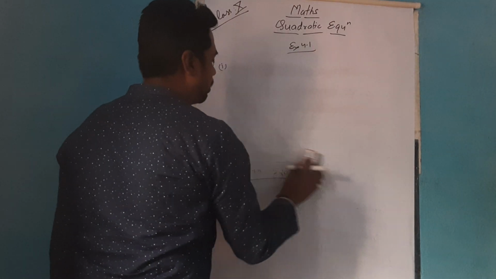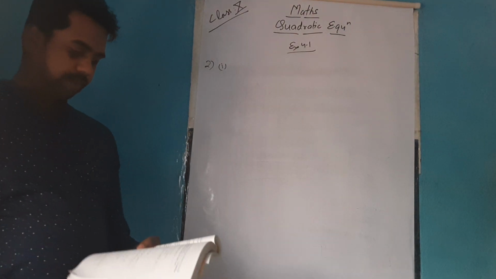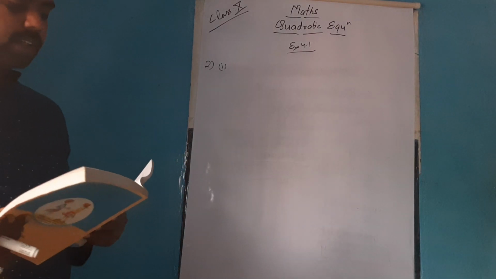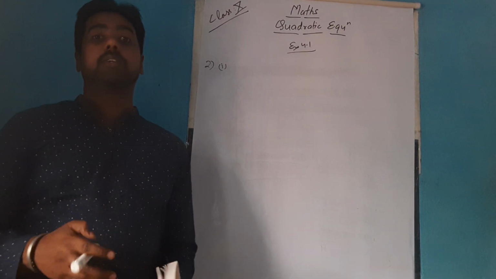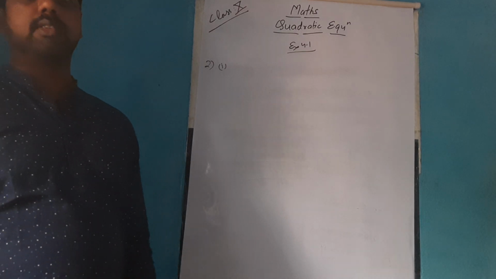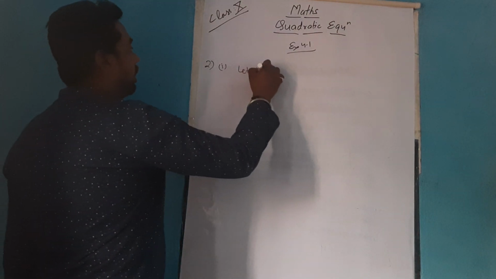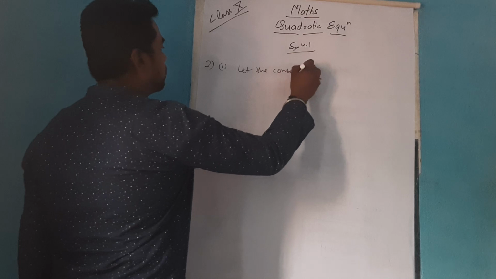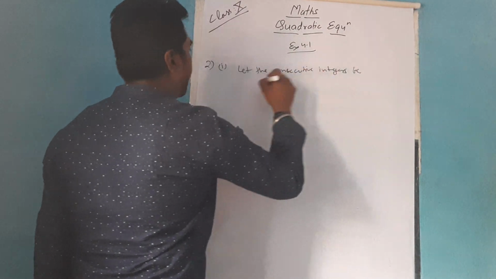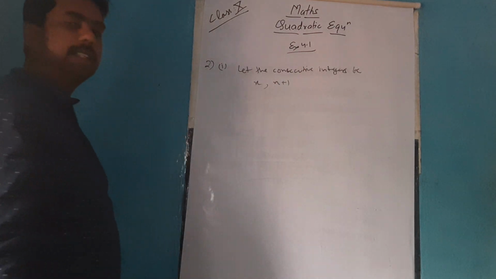Now I will show you how to solve the second part of it. The second part says that the product of two consecutive positive integers is 306. It means first of all you have to understand that when we talk of consecutive integers, they are integers which come one by one. So we'll first assume let the consecutive integers be x and x plus 1.